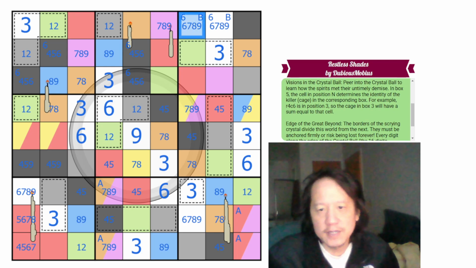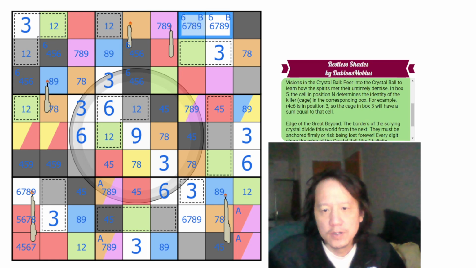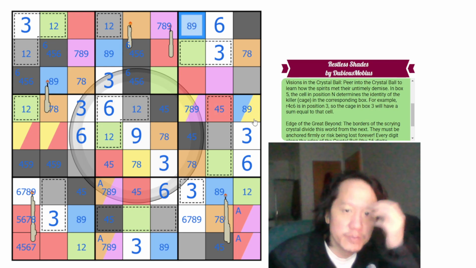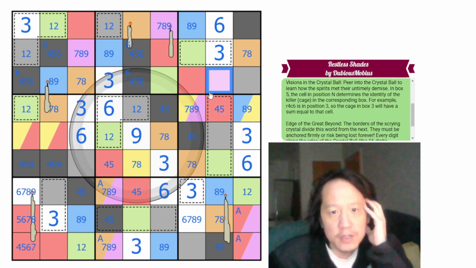Well, since that's the blue, we know that 6 has to be one of these two cells. This can't be, obviously, 6 or 7. This is 8 or 9. Whereas the 6, it has to be here. So this is a 6. This is the blue 8 or 9, and this is pink.